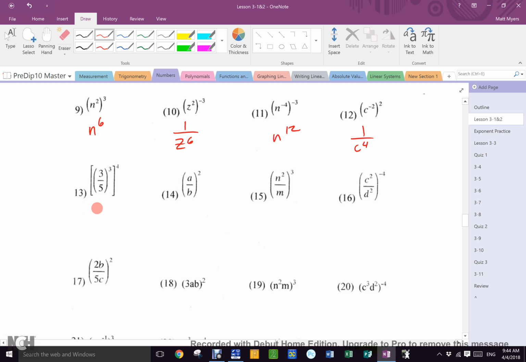13. Amy. Do we have to change into numbers or like... You could have left it. 3 to the 12th over 5 to the 12th? Absolutely correct. 14. Derek Moe. Mo money, mo problem. A squared over B squared. 15. Keegan.